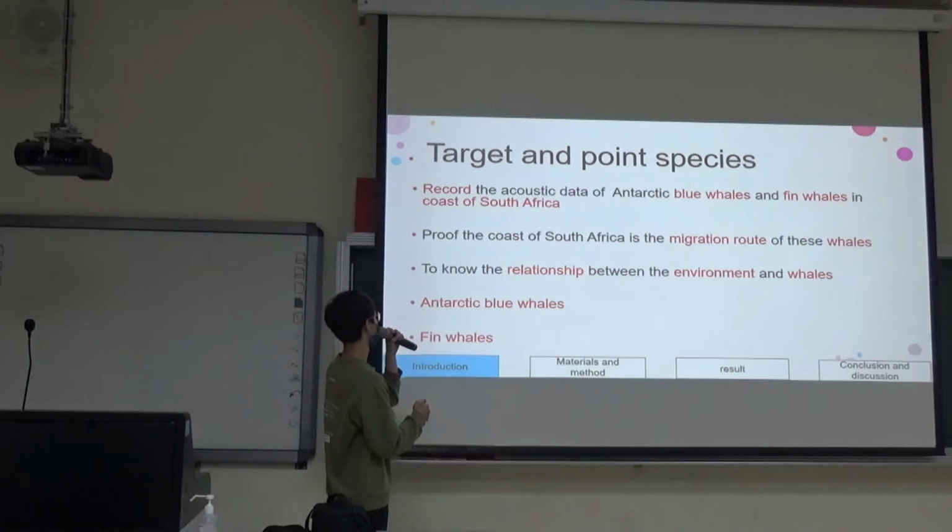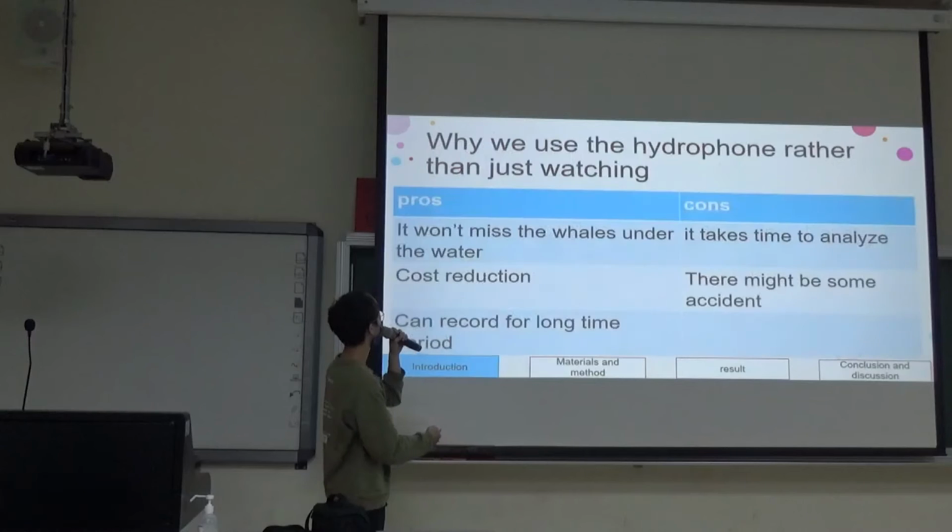And this paper has three main targets and two focus species. The first target is to record the acoustic data of Antarctic blue whales and fin whales on the coast of South Africa. The second is to prove the coast of South Africa is the migration route of these whales. The third is to know the relationship between the environment and whales. And the two focus species are Antarctic blue whales and fin whales.